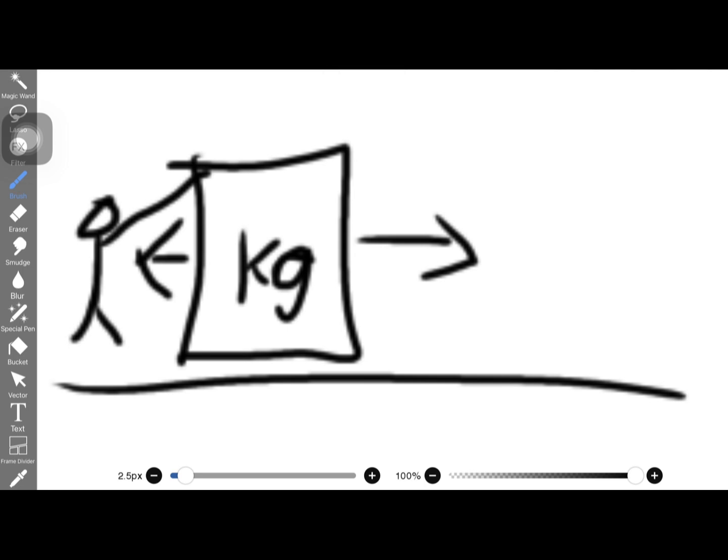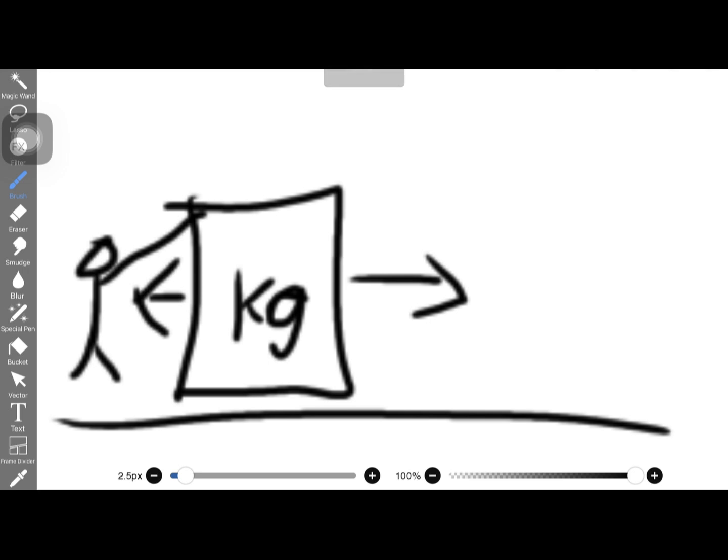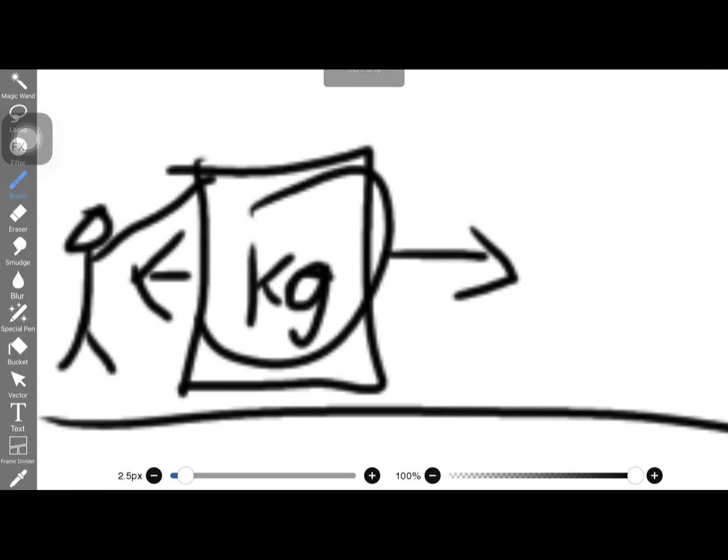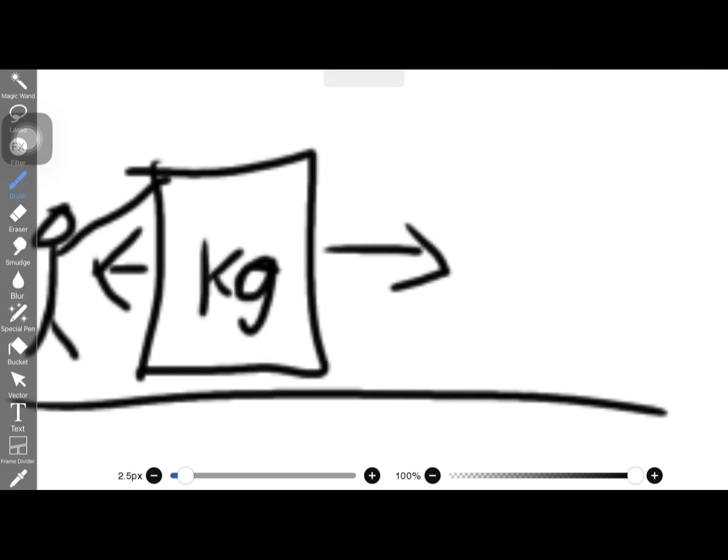So if I pull or push this object and it moves by a certain distance called displacement, that is work. I just did work on this entire box. Because I applied force to it, and then the object moved in the direction of my force. And that is work.